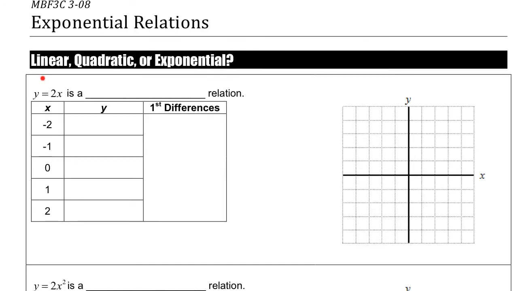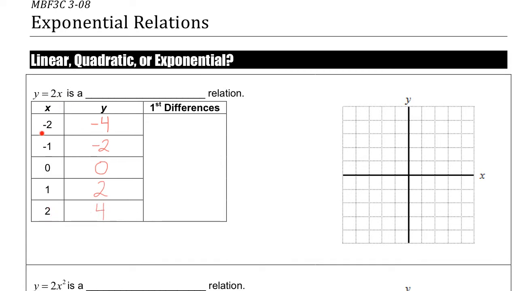So let's start with this equation, y equals 2x. To fill in the table of values, we need to plug in our x values. So when x is negative 2, y is 2 times negative 2, which is negative 4. When x is minus 1, y is 2 times minus 1, which is minus 2. When x is 0, 2 times 0 is 0. When x is 1, 2 times 1 is 2. When x is 2, 2 times 2 is 4.